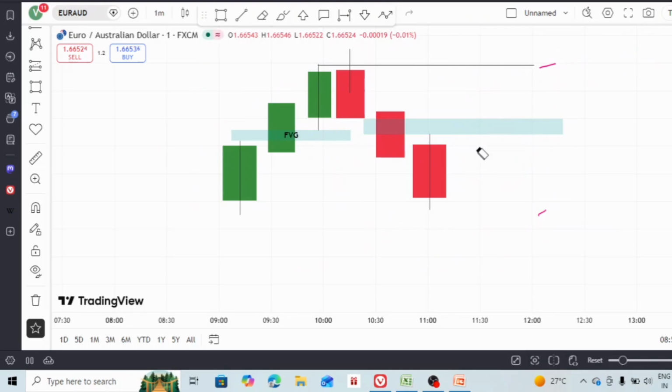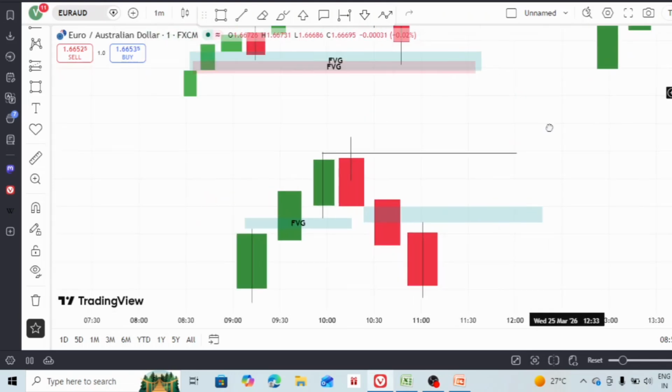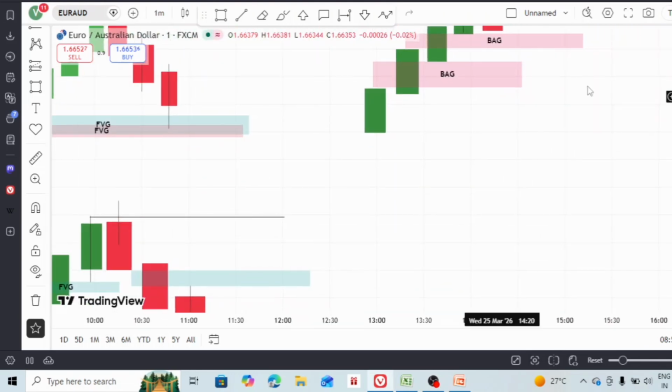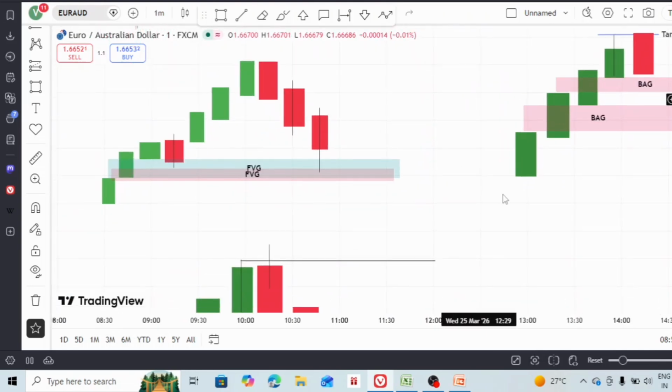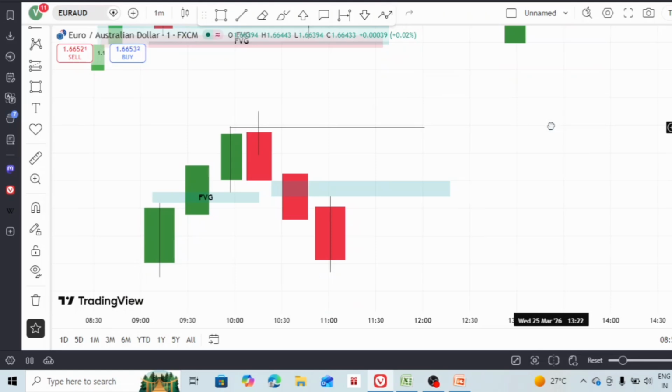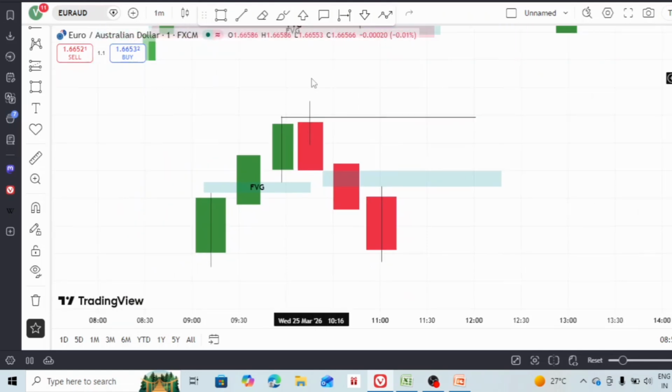We will discuss more about this manipulation concept in the later classes. This is just the basics of manipulation gaps that you have to understand and keep in mind. So this will be it. The bearish manipulation gap will just be the opposite of this bullish manipulation gap.